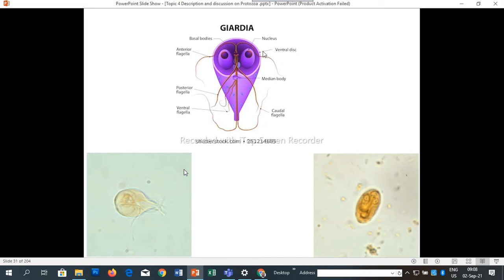And on it, we have this, an axostyle, and we have 1, 2, 3, 4, 5, 6, 7, 8 flagella. We have 2 anterior, and also we have the remaining posterior flagella. This is how it looks in a microscope. This is the cyst, this is the trophozoite.